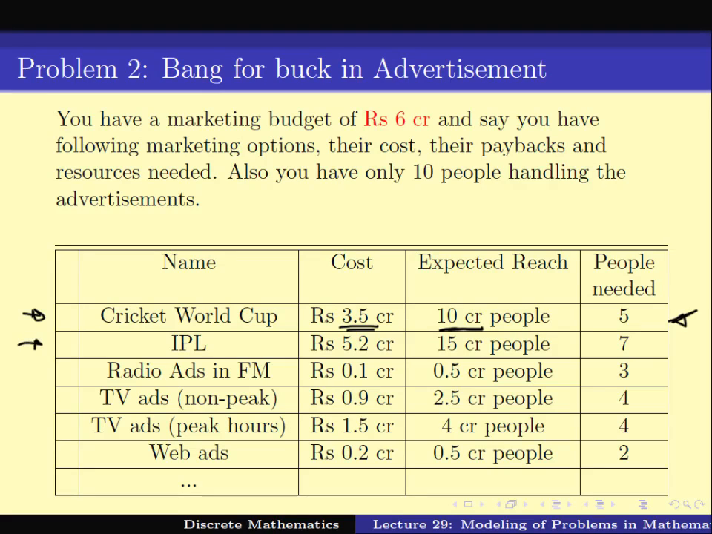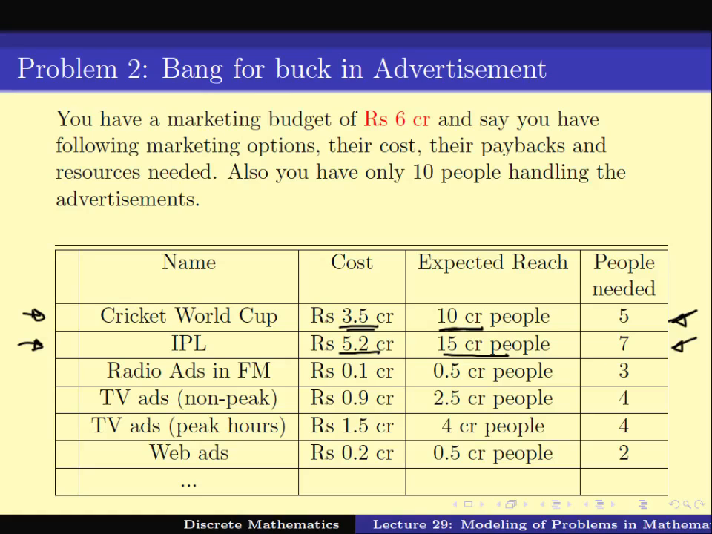Whereas you can have the IPL, maybe you will be reaching 15 crore people, the cost will be more, and also the number of people that you will be needing is 7 people. Similarly, for radio, the cost is very low, 0.1 crore, but you expect to reach half a crore people, and you also need only 3 people. And similarly like this. The question is how much, or which of these things, should you invest in?